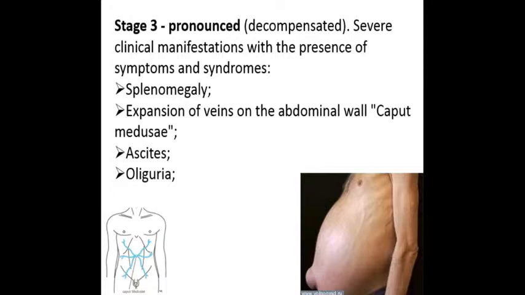Third stage, it is decompensated, severe clinical manifestation with the presence of symptoms and syndromes. In a patient at this stage, we can palpate splenomegaly, and we can see dilated veins in the abdominal wall. It is caput medusae. It is ascites, oliguria.